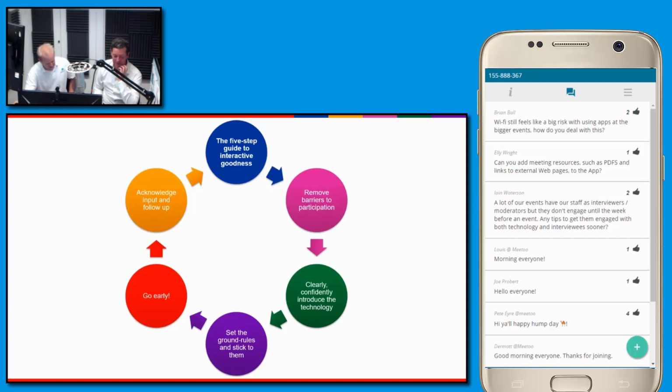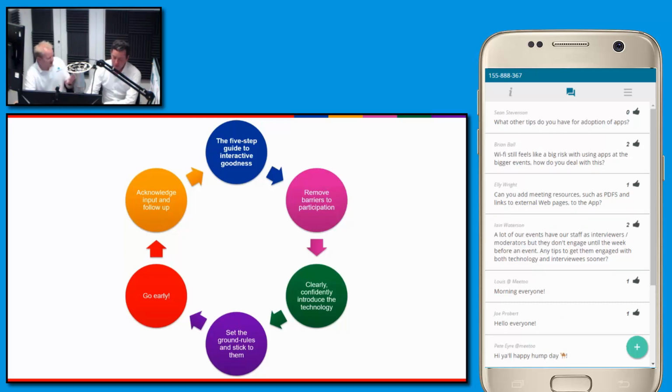Absolutely. We've got a couple of questions that we can jump into. So Brian's asked, Wi-Fi still feels like a big risk with using apps at the bigger events. How do you deal with this? So I know you touched on it a little bit, but just give a bit more detail if you can on what you do.